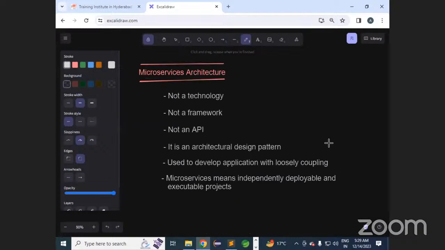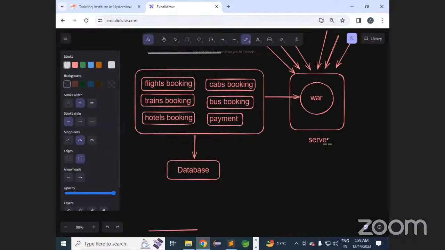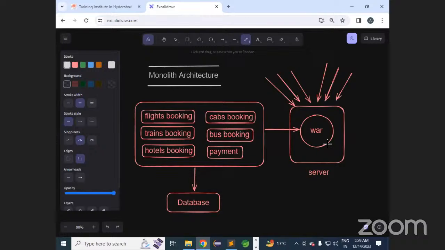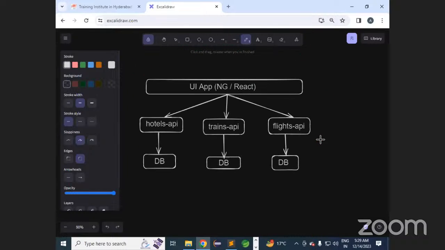But earlier, when I developed it as a monolith, everything is available in one project. All 30 people's requests will go to one server. But now the requests will be distributed to 3 servers, because the functionality is not available in one server. Flight booking logic will execute in the first server, train ticket booking in the second server, hotel booking logic in the third server. So the load is already distributed.